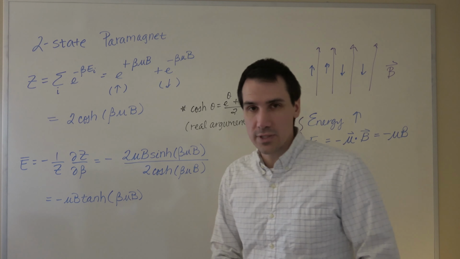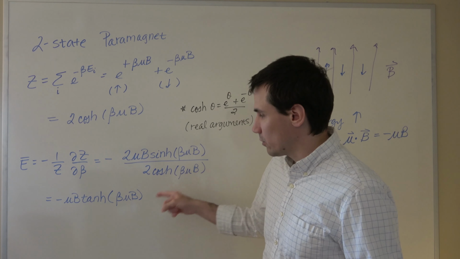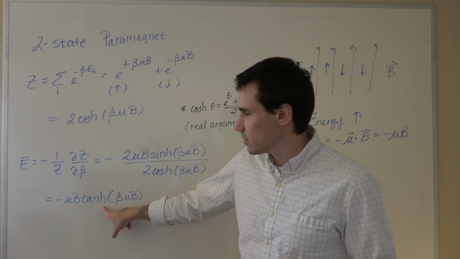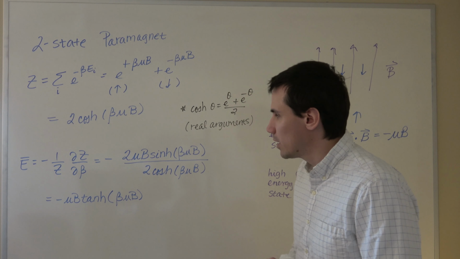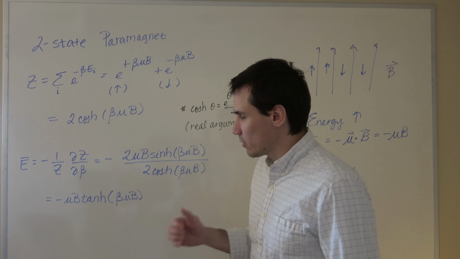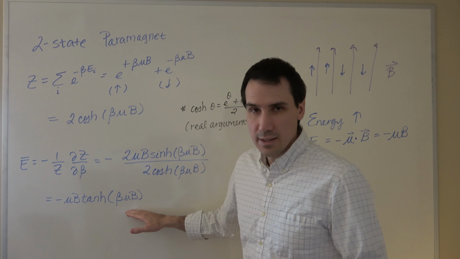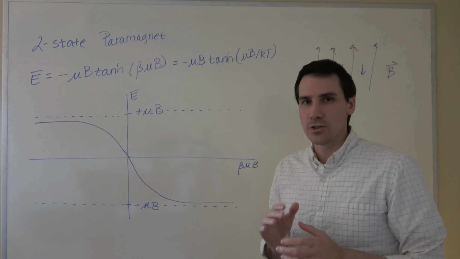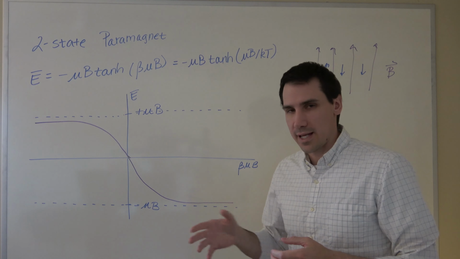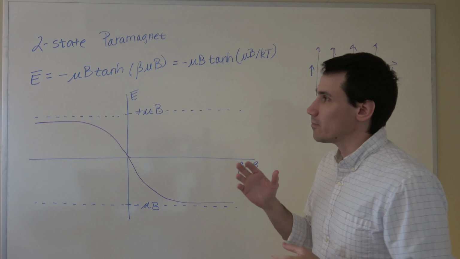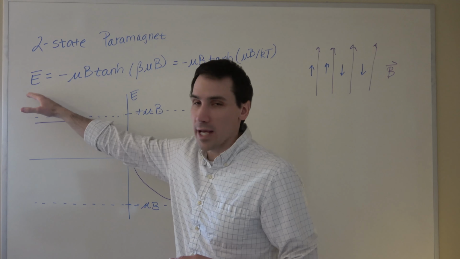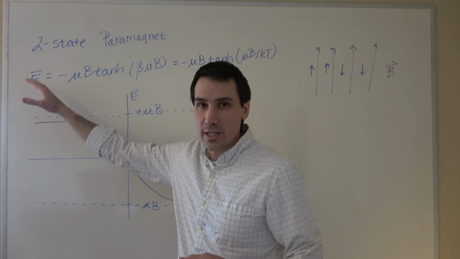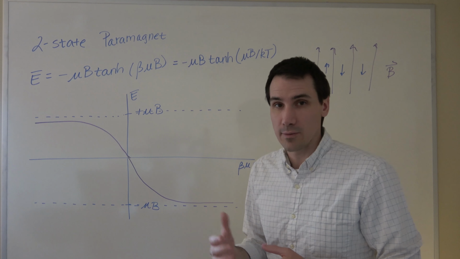Just like for sines and cosines, sinh over cosh equals tanh, or the hyperbolic tangent function. So our average energy equals this equation here. Now let's look at the graph of this tanh function and see what it means about the average energy that we expect these particles to have, depending on the strength of the magnetic field, the temperature, and their magnetic moment.